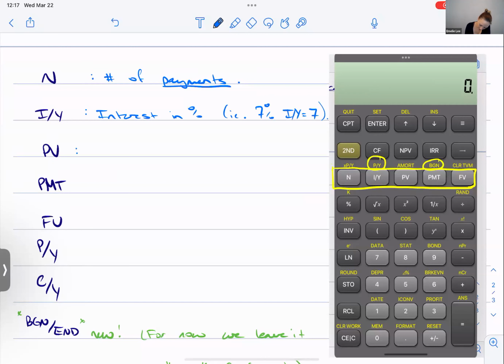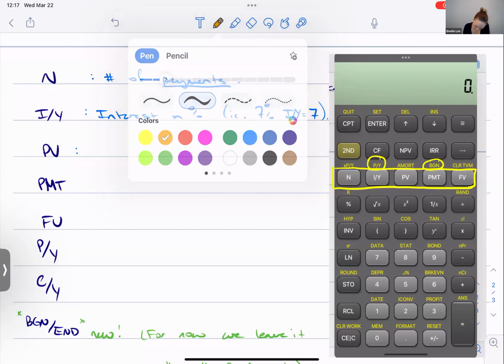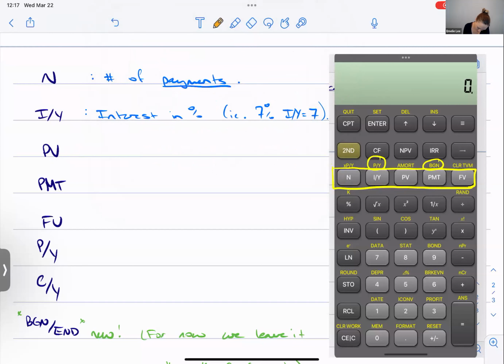The present value is the present value. Now, let's see here. What's one key thing that we mentioned before?